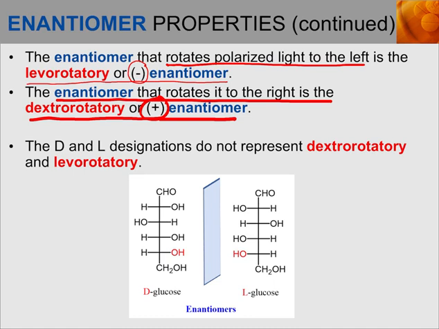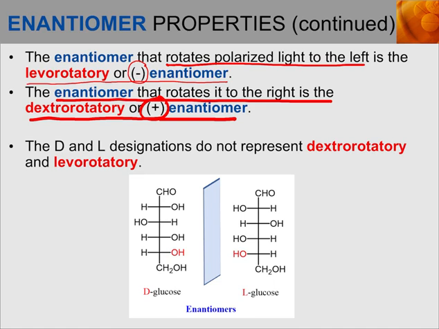So this is sort of where D and L come from for our designations, but unfortunately not all D carbohydrates rotate light to the right, and not all L carbohydrates rotate light to the left, so D and L don't necessarily correspond with right and left. But this is just to demonstrate that these enantiomers do have differences in their physical properties, so they're not exactly the same.